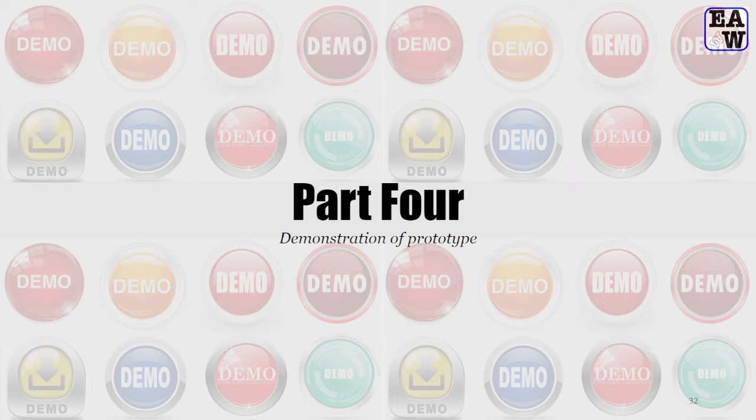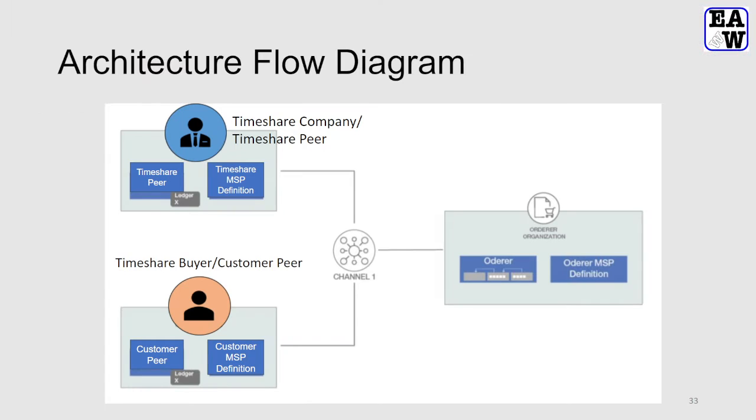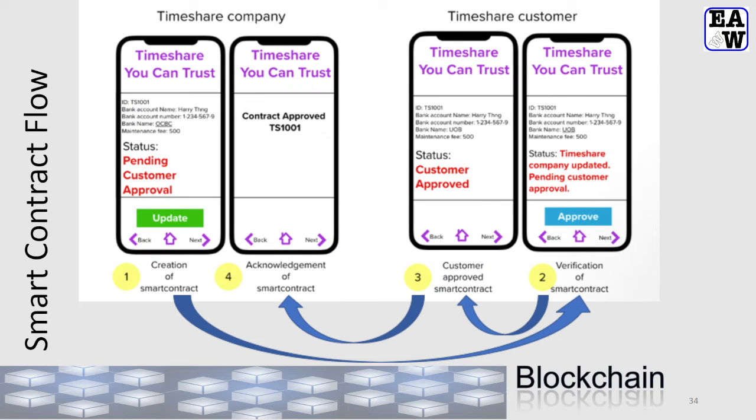So now I'll be doing the demonstration of the prototype. So this is our architecture flow diagram. Later in the demo, we'll be looking at the timeshare peer and the customer peer. So this is our smart contract flow.